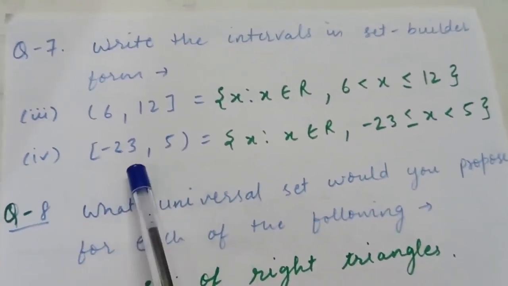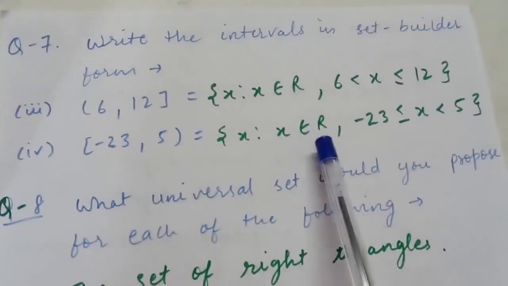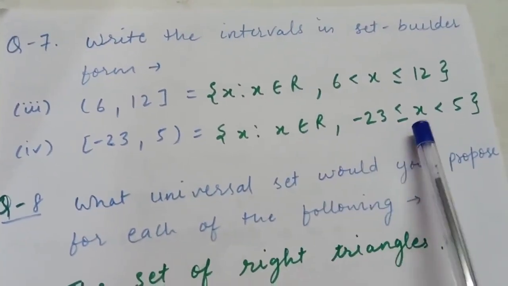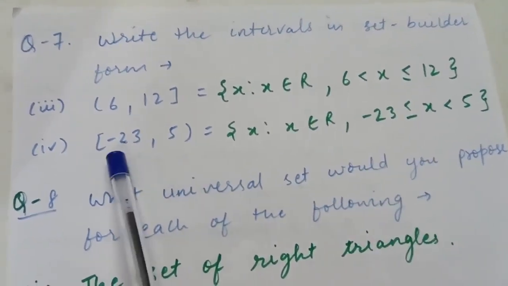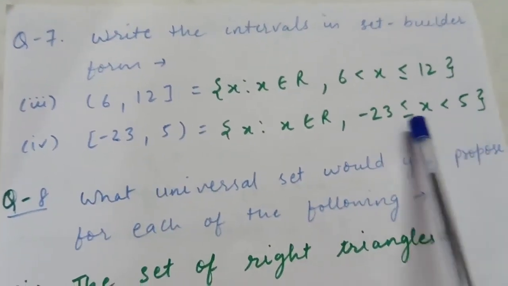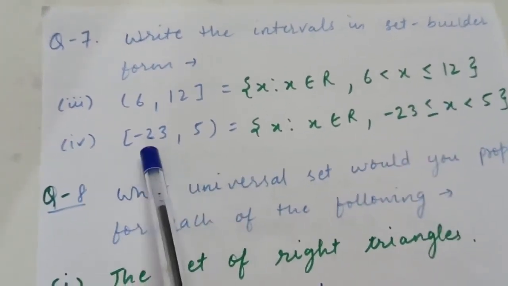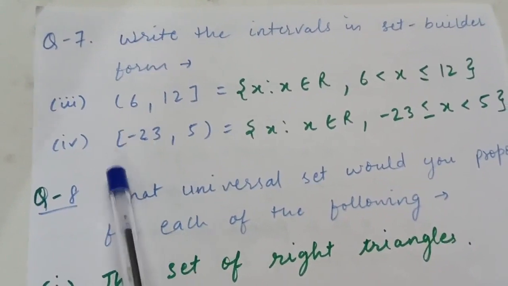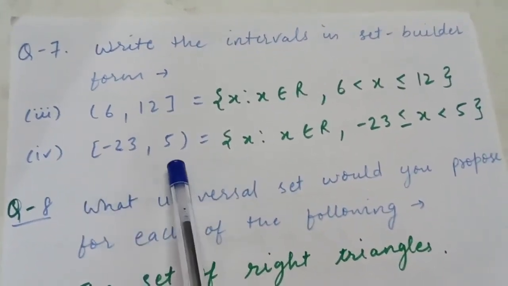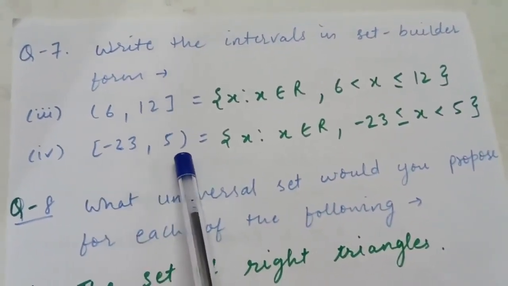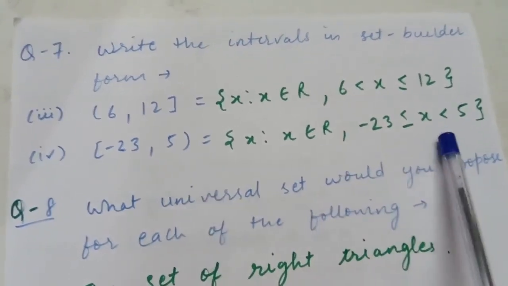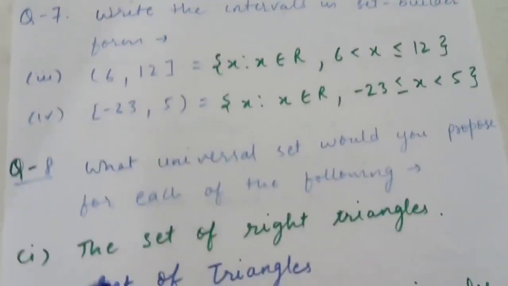Clear? In this set, x such that x belongs to real numbers, here x is greater than minus 23 and less than 5. Equality will be here because at minus 23 the bracket is a closed bracket. At 5 it is a round bracket, or we can call it an open bracket. So equality will not be here, right?